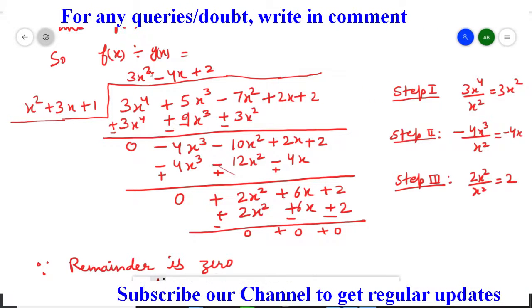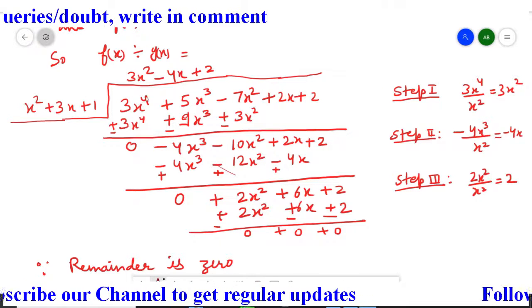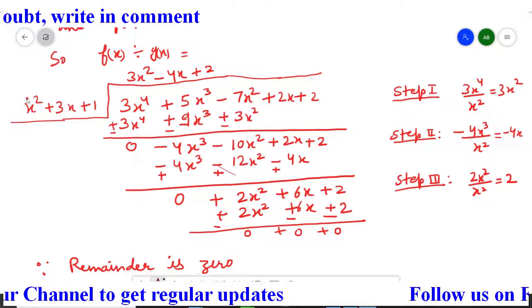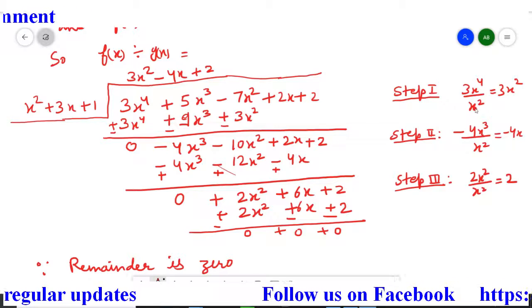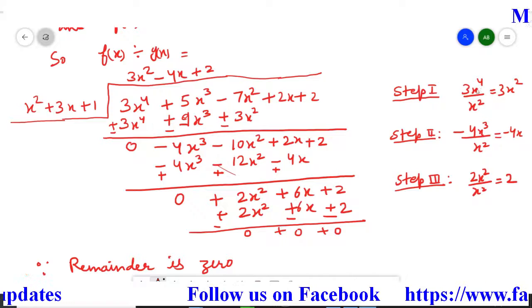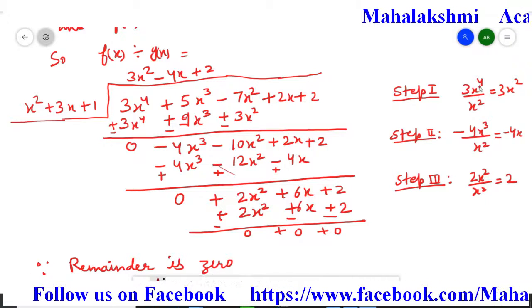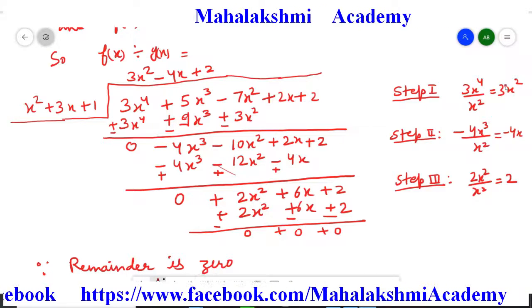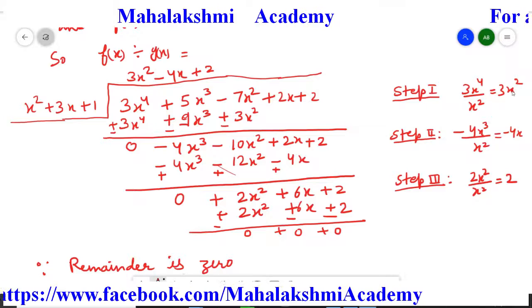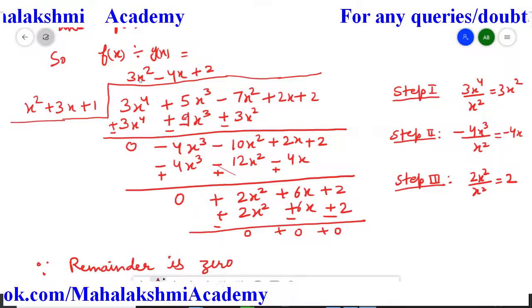So to find out the first term of the quotient, the first term of the dividend, that is 3x to the power 4, you have to divide by x square. So 3x^4 you have to divide by x^2. In division the powers get subtracted. So here power is 4 and here power is 2. So 4 minus 2 is 2. So we will obtain here 3x square. So 3x square I wrote here.